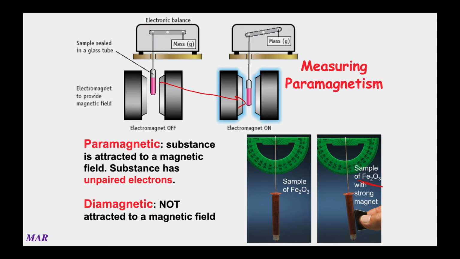But if you had a diamagnetic substance and you turned that electromagnet on, it would just sit there, no interaction. Same thing in the lower right. If you had a diamagnetic system and you applied a magnet, it would also just sit there. So it's a really interesting phenomenon when it comes to these substances.